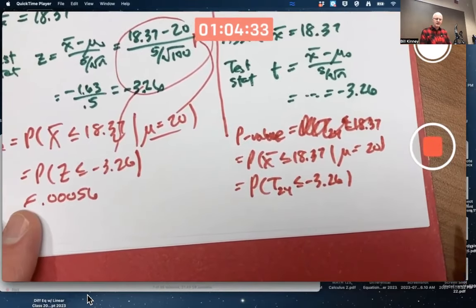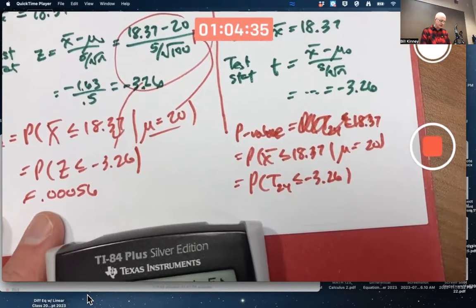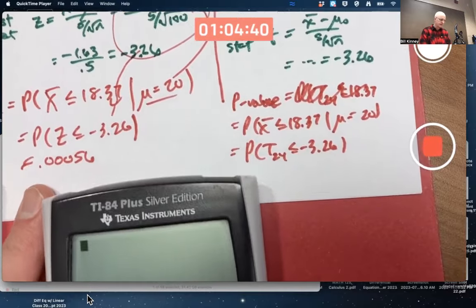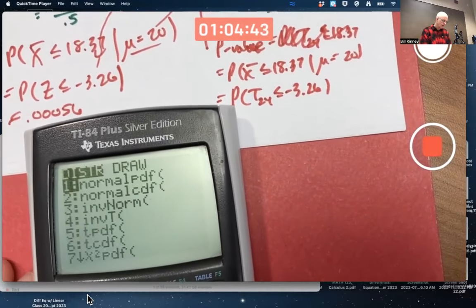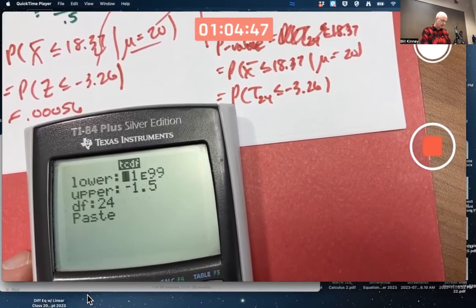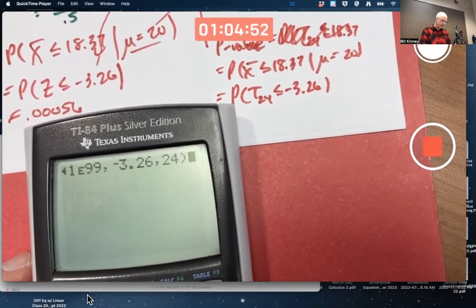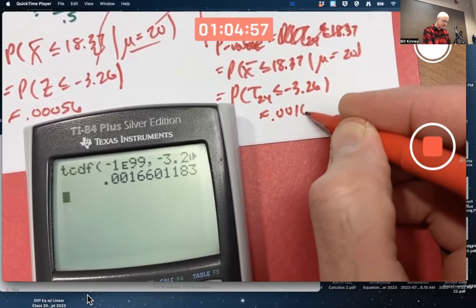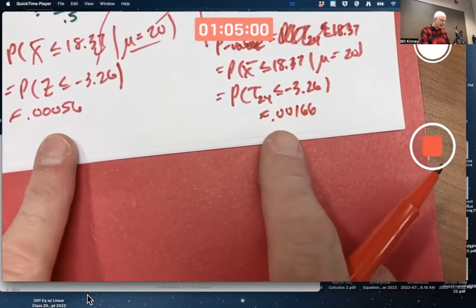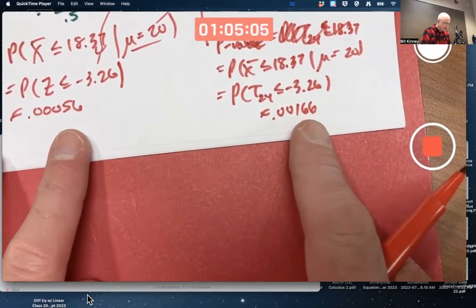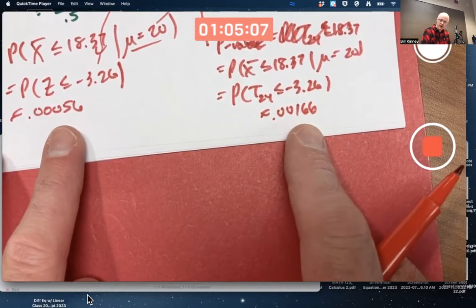We got a p-value of 0.00056 here. Remember, t distribution is a little bit more spread out, a little bit more area in the tails. We'll get a slightly bigger number here. TCDF again. Change this to a negative 3.26. Still 24 degrees of freedom. Get a slightly bigger number, 0.00166. Okay, it's a slightly bigger number compared to 0, but it is about twice as big, technically speaking, as this number here.